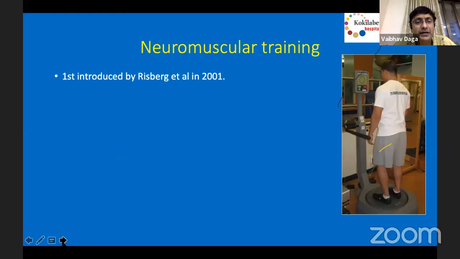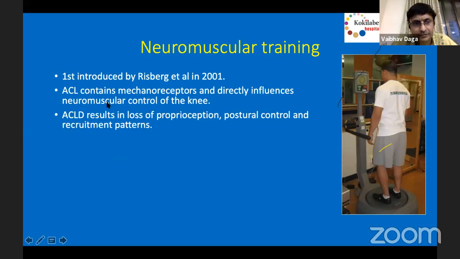Neuromuscular training. Neuromuscular training was first introduced by Ryberg in 2001. The ACL contains mechanoreceptors and directly influences neuromuscular control of the knee. An ACL deficient knee results in loss of proprioception, postural control, and recruitment patterns.